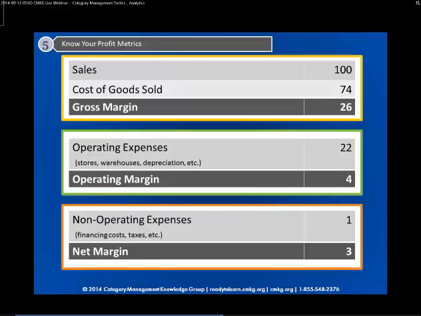Okay, number 5, another one near and dear to my heart, and that is to know your profit metrics. This really just gives you a quick look at what constitutes profit. And there's really a lot of things that go into the equation. So you need to take out your cost of goods sold, and then you have your gross margin. So there's your first step.